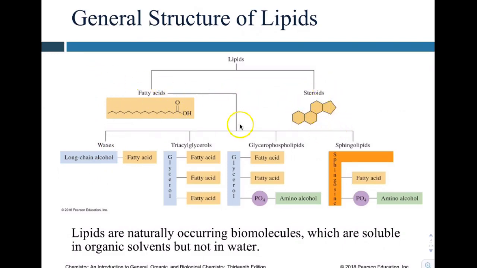But if you're a fatty acid, you can be broken down into a wax, which is a long chain alcohol bonded with a fatty acid. Remember, we said this was an ester, right? And so you have an alcohol bonded with a carboxylic acid that gives you an ester.